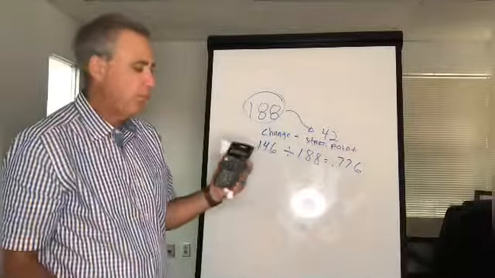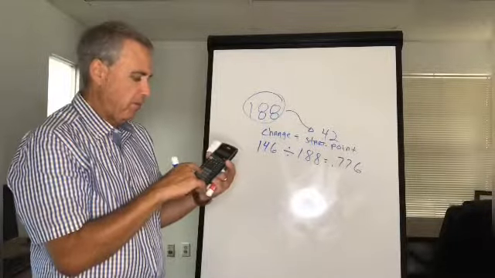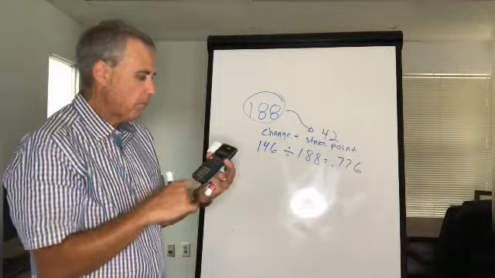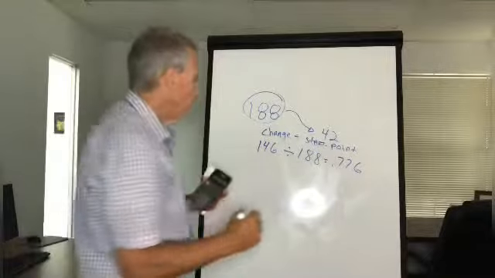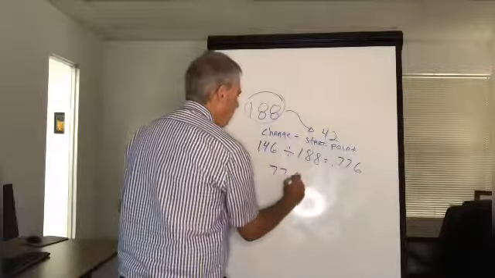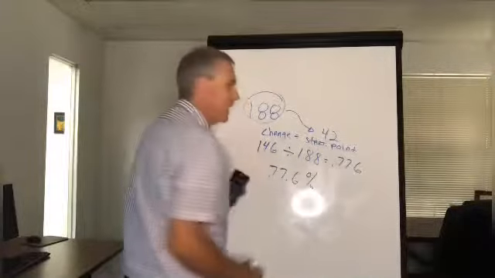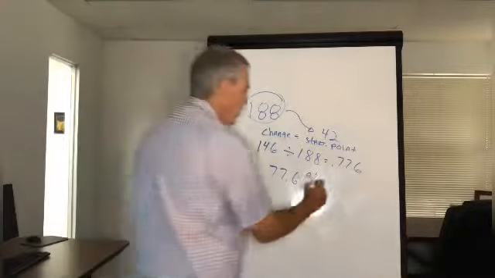Now, to get to percent land, always the same thing. Multiply by 100. And I get 77.6% decrease. You need the decrease there.